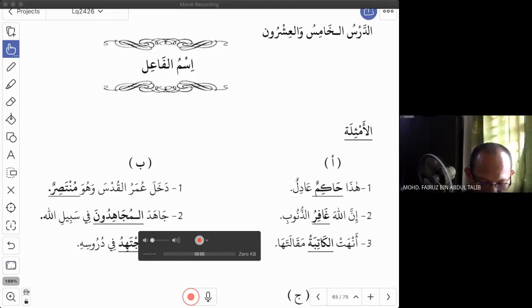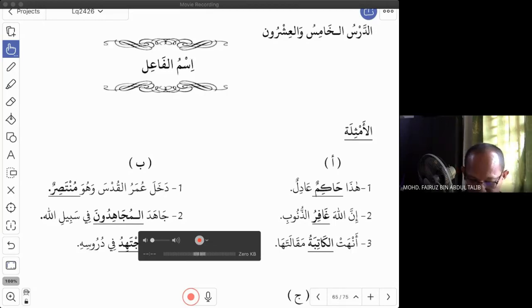So ismul fa'il is about a word, an isim, but the meaning of that isim is the meaning of its fi'il. So it can mean the fi'il, or it can also mean the doer of that fi'il. So that is called ismu al-fa'il.